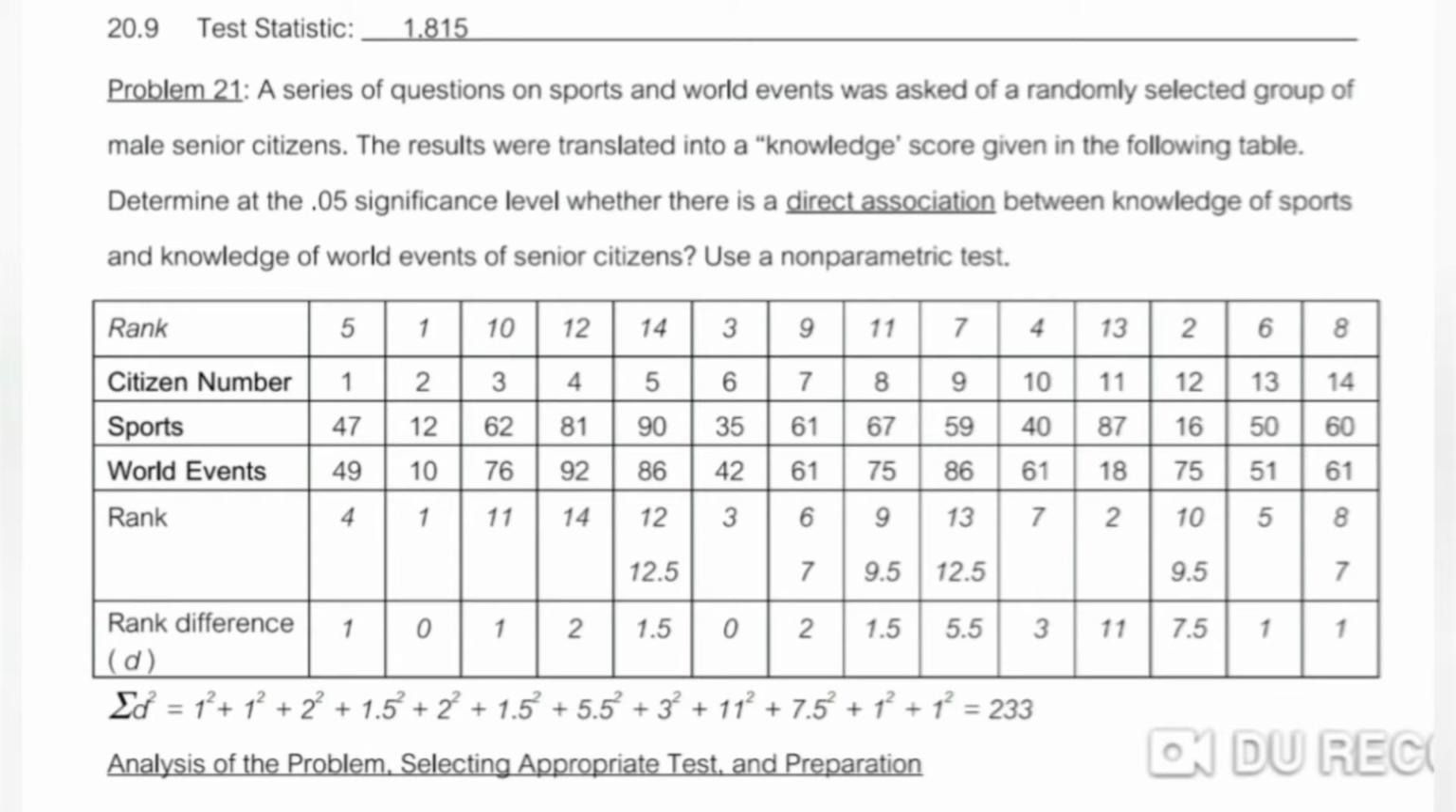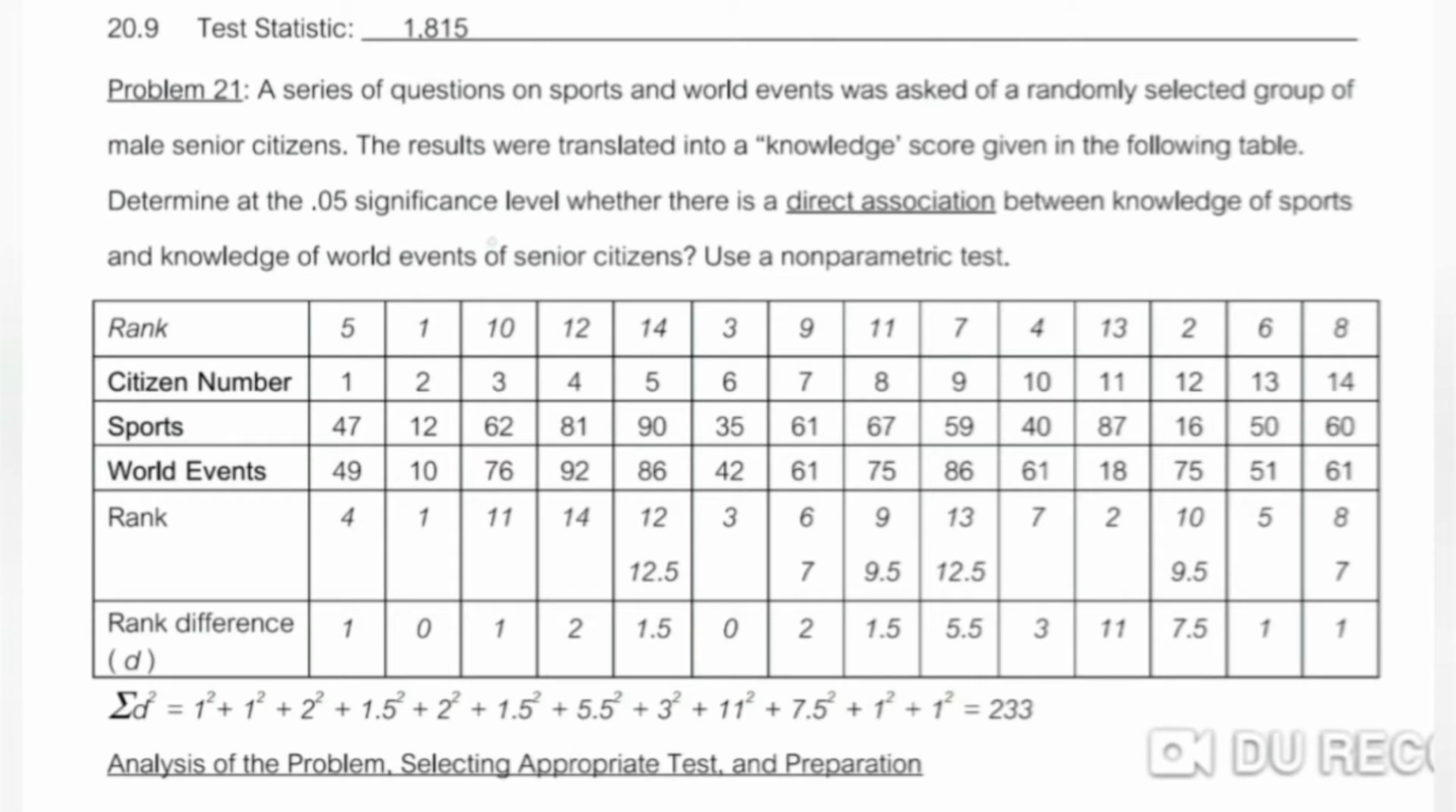So, a test on 2 subjects was held on those senior citizens. One subject is sports, another subject is world events. Some questions are asked. Therefore, these are 2 examinations. The results were translated into a knowledge score. Knowledge score is like subject scores, statistics subject score, world civilization subject score, English 2 subject score, like this. Scores are interval measurement. Given in the following table, determine at the 0.05 significance level.